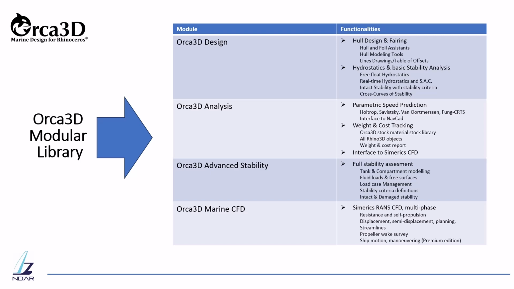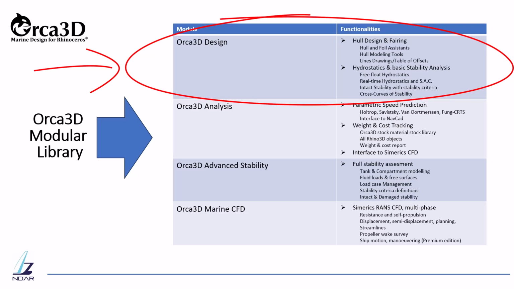We will assume that a hull form has already been developed and that preliminary weight estimates are available, but that compartmentation and the internal arrangement have not yet been defined. The objective is therefore to demonstrate how quickly and easily a preliminary intact stability assessment can be performed using only the design module.